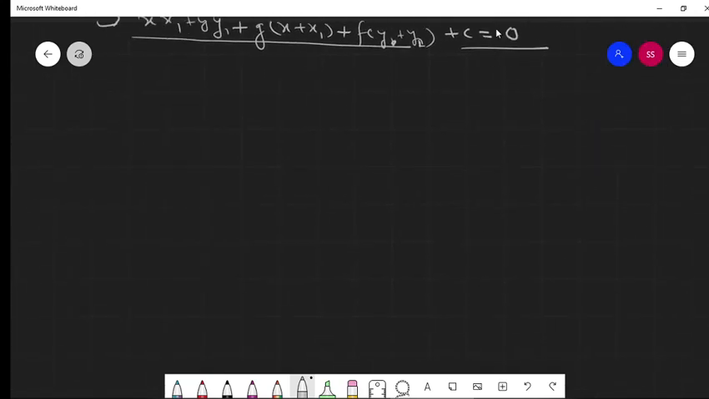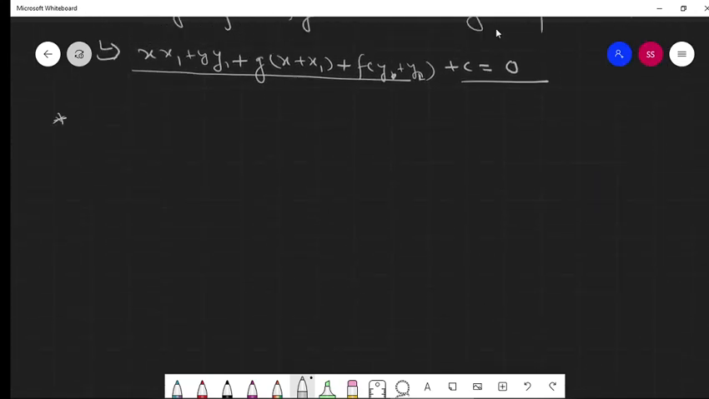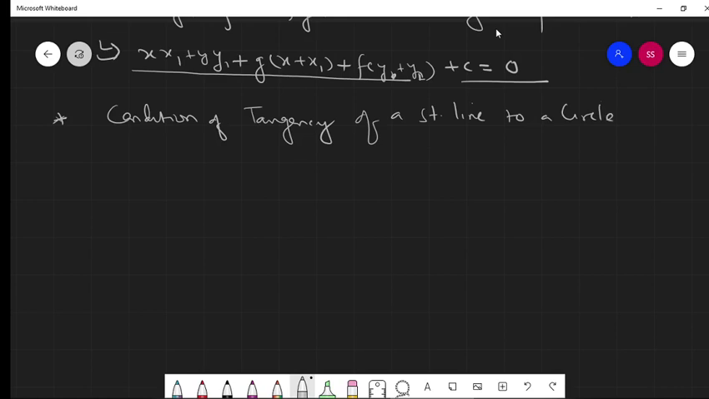Now, third condition: condition of tangency of a straight line to a circle. In what situation will the line be tangent to the circle? The proof is given in details.